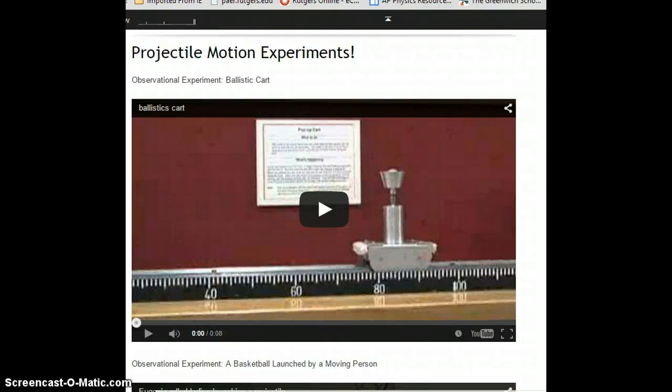Hi everyone. I want to take a look at some of the projectile motion experiments that we did in class today. Just kind of review everything that went on.